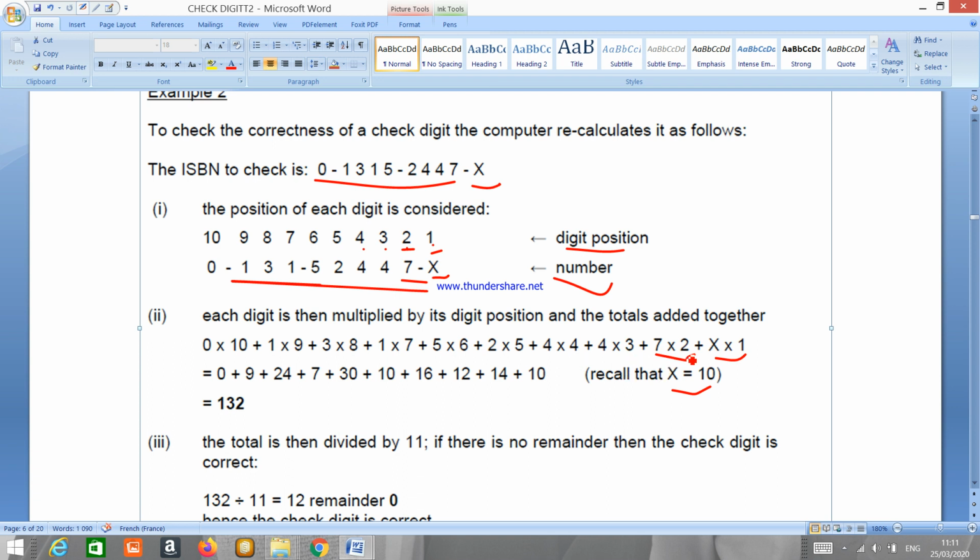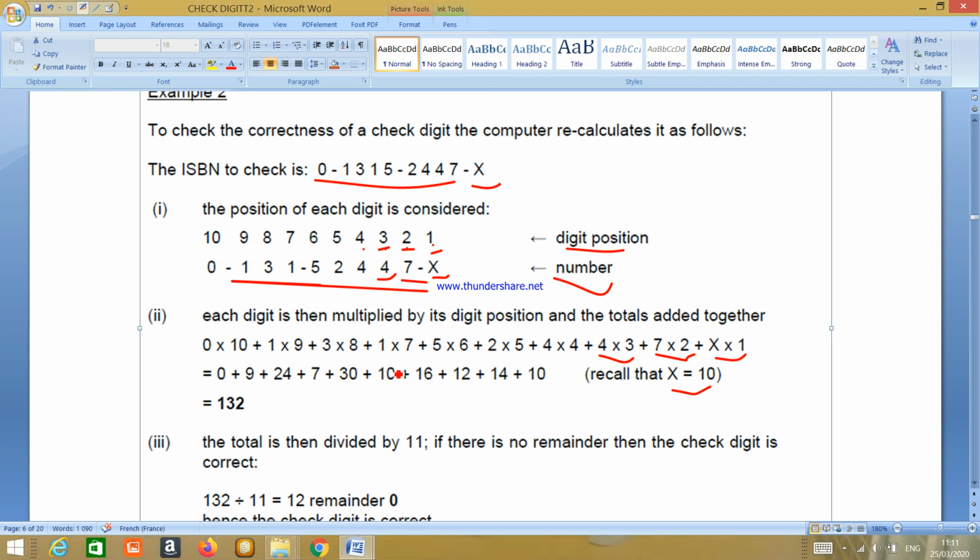So each digit is multiplied by its position, like 4 multiplied by the position 3, and so on. When you finish doing all the multiplication, you add the products. Okay, you get a total.